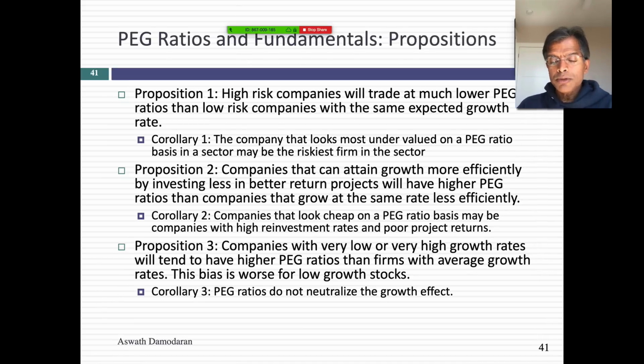So if you're looking for a cheap stock on a PEG ratio basis, tell me what you want. You want a low PEG ratio, you want high risk or low risk? Oh, you want low risk, okay, good. You want low return on equity or high return on equity? Oh, you want high return on equity. So you want low PEG, low risk, high return on equity. As far as growth goes, you want low growth or high growth?